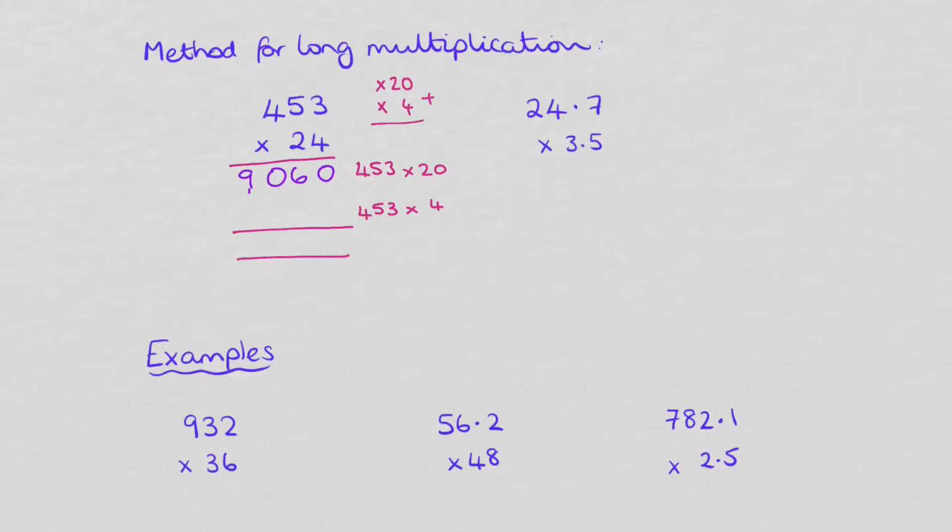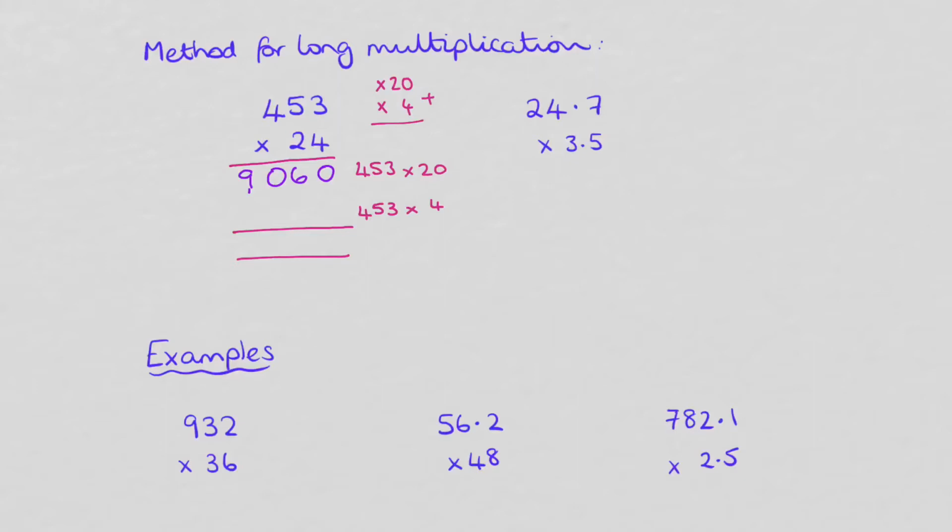Okay, so that 1 that I did for carrying there, it's not going to be included when we do our adding up, and I've done it so teeny tiny that hopefully it's not going to get in the way. Okay, so we've completed this line, which was 453 times 20. So now here, we need to do 453 times 4. So now we ignore the 2 and we just multiply by the 4.